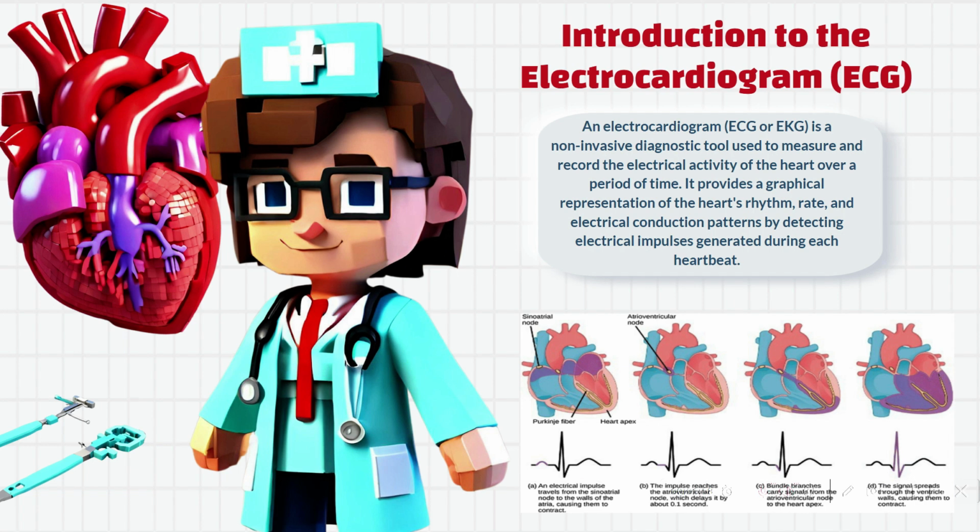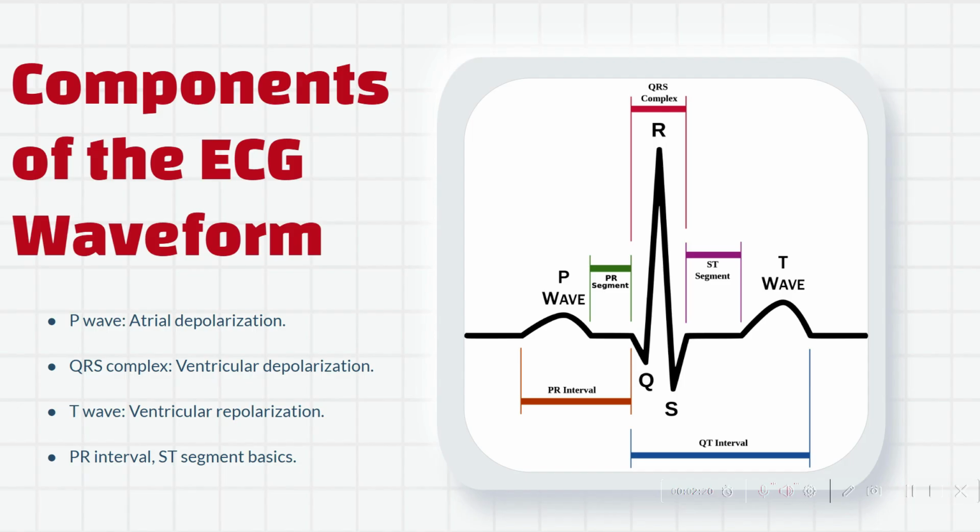The ECG waveform is composed of several key components, each representing a specific phase in the heart's electrical cycle. The P wave reflects the atrial depolarization, which is the electrical activation of the atria as they prepare to contract and push blood into the ventricles. Following the P wave, the PR interval represents the time it takes for the electrical signal to travel from the sinoatrial node through the atrioventricular node and into the ventricles. A normal PR interval indicates that the electrical conduction between the atria and the ventricles is functioning properly.